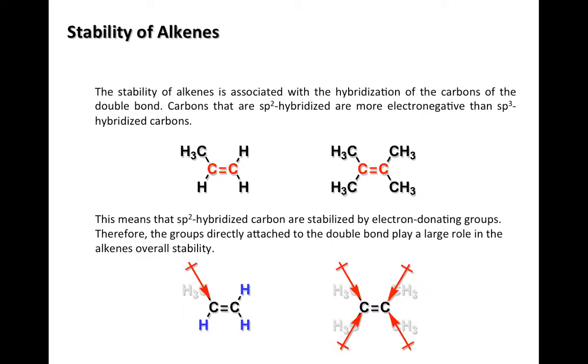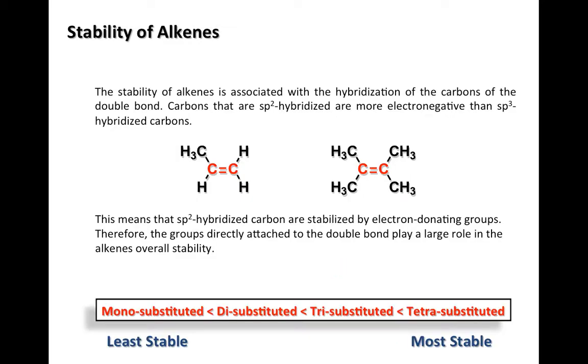We can think of this as kind of an arrow. So the one on the left has one group helping stabilize the double bond, and the one on the right has four groups. In more technical terms, if we have one group, it's mono. If we have two, it's di. Three is tri, and four is tetra. So the first structure on the left at the top is monosubstituted, and the one on the right is tetrasubstituted. The tetrasubstituted, having more carbon groups, which are electron donating, is more stable.